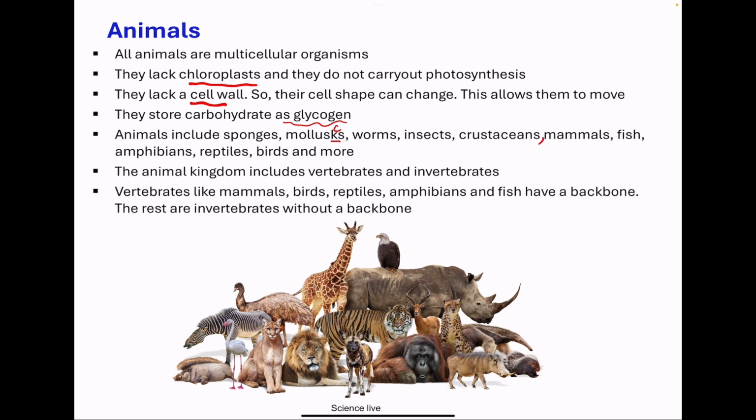The animal kingdom, of course, includes vertebrates and invertebrates, and among the listed organisms above, the vertebrates include mammals, birds, reptiles, amphibians, as well as fish. These do have a backbone. And invertebrates include mollusks, worms, insects, and so on, those that do not have a backbone.